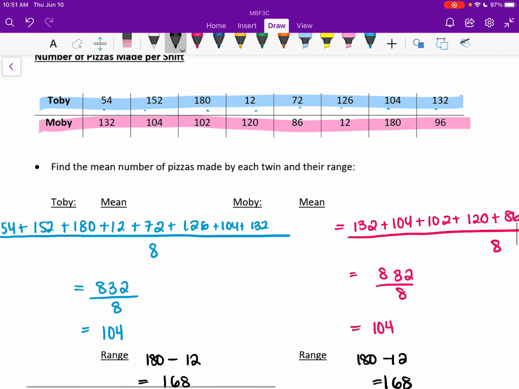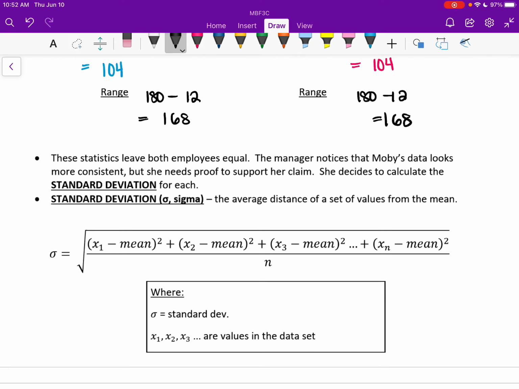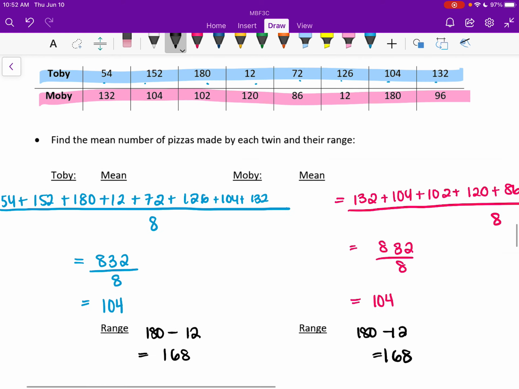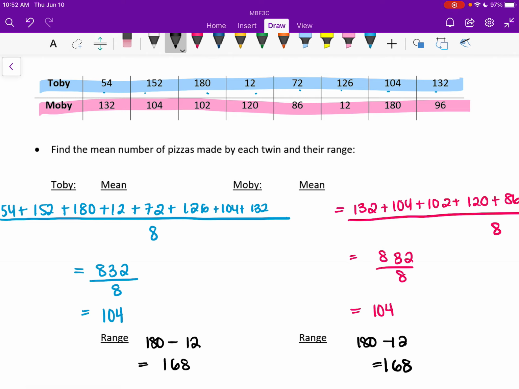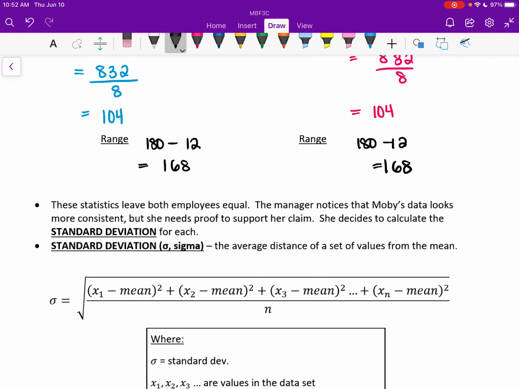But if you go back and you look up at Moby's data, it just looks more consistent. He's consistently making the same number of pizzas, right? What she needs to do is she needs proof to support her claim. You want the more consistent employee. You want somebody who is consistently doing the same. Like Toby is like, yeah, some days I'll make like 12 pizzas, but other days I'll make 180, right? But then I'll go back to making 54, but then I'll go and make 72. Then I'll make 126. That's not somebody you want working for you, right? You want someone who's consistently showing the same level of work.